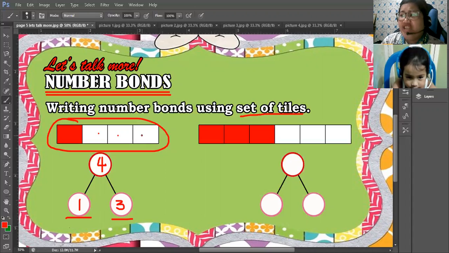But it's not 3, Zoe. It's 3. 3, 3, 3, 3. Very good. Hindi 3, ha? Hindi 3.